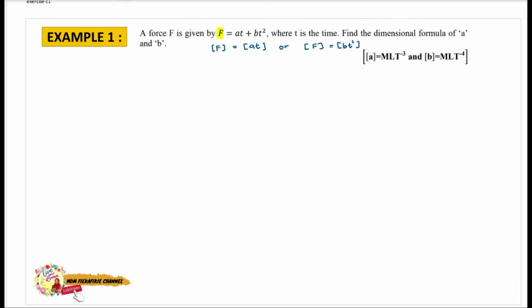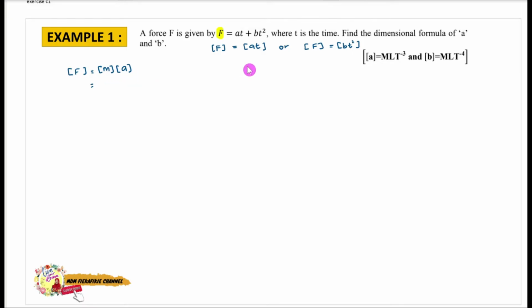Sebelum tu cuba kita recall balik. So dimension of force is equal to F is equal to MA. So dimension of force is equal to dimension of mass times dimension of acceleration. So pastikan bila kita tulis dimension, bracket ini bermaksud dimension of F equal to dimension of mass. So this is the bracket for dimension of mass times dimension of acceleration.